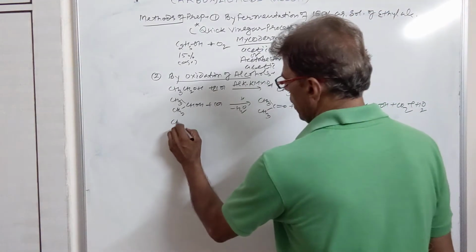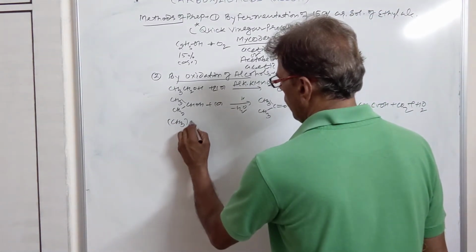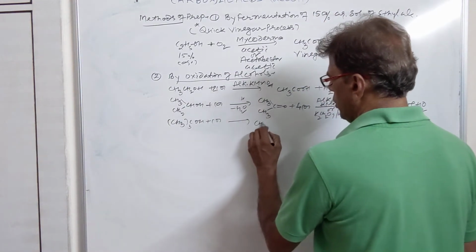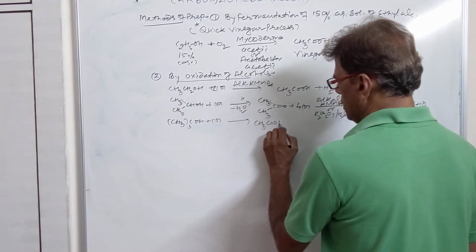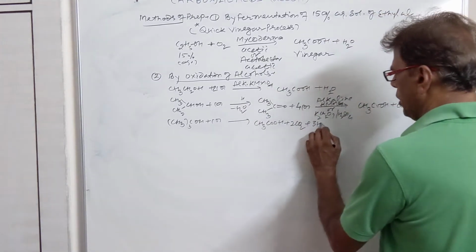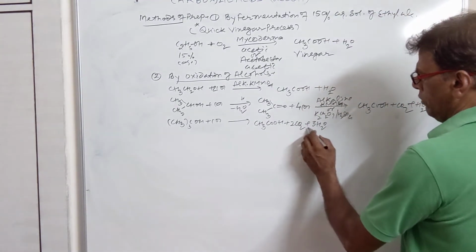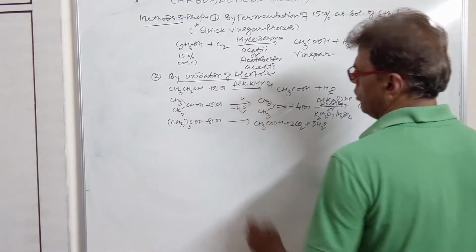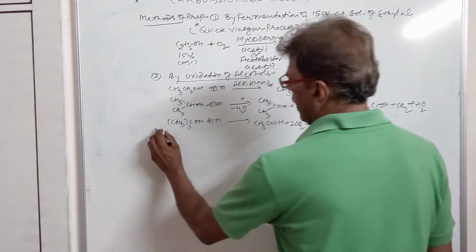Similarly, tertiary butyl alcohol, when subjected to oxidation with alkaline KMnO4, will also give you CH3COOH, CO2, along with that you have 3 water. It will be using 8 oxygen here. It will be using 5 oxygen here. So this is the second method.